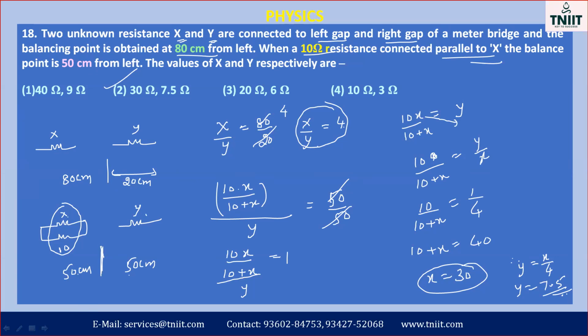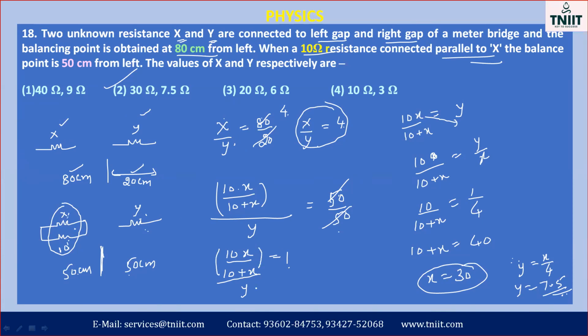Now look at the balancing condition of the Wheatstone network. X by Y should be equal to 80 by 20, that is 4. Similarly, what is the balancing condition for this? 10x by (10 plus x) is equal to 50 by 50. What is 50 by 50?